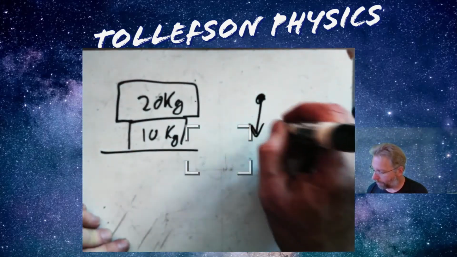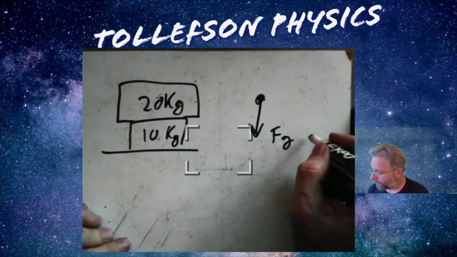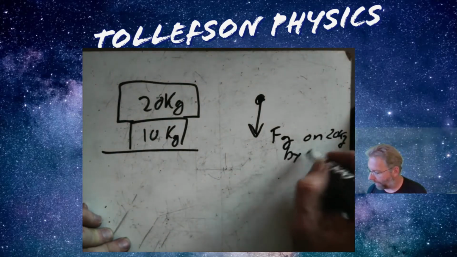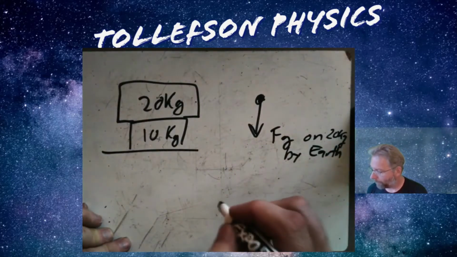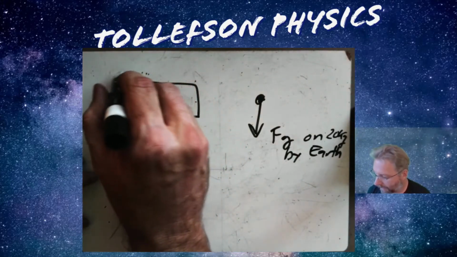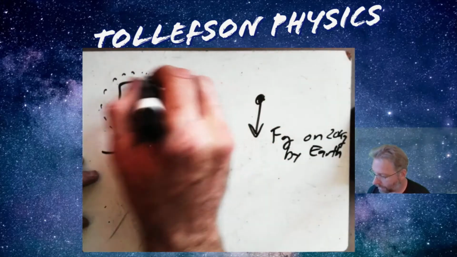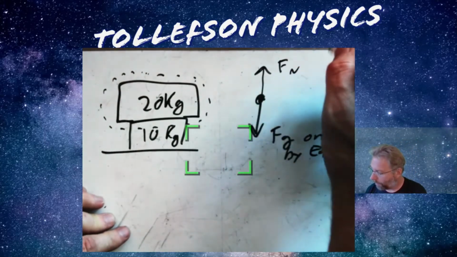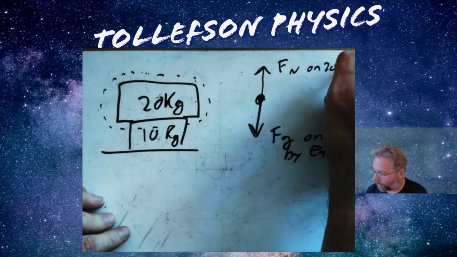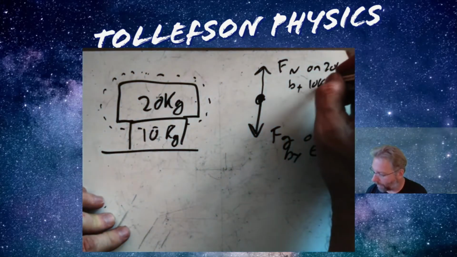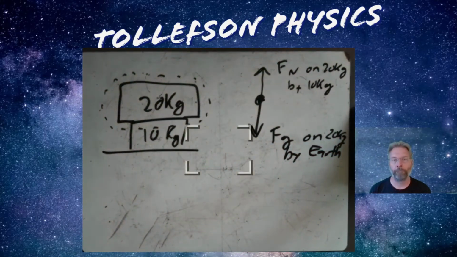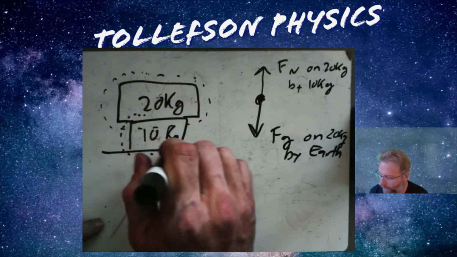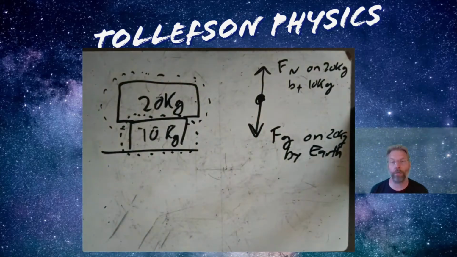And so the top block has a force due to gravity. It's on the 20 kilogram block, and it's by the entire Earth. And then, if I draw a dotted line around it, the only thing touching it is the 10 kilogram block. And so I'm going to call that a normal force. But what's more important is it's on the 20 kilogram block by the 10 kilogram block. And that'll become important in a moment. All right. And then I'm going to draw a force diagram for the 10 kilogram block, and then I'm going to connect the two force diagrams using Newton's third law.